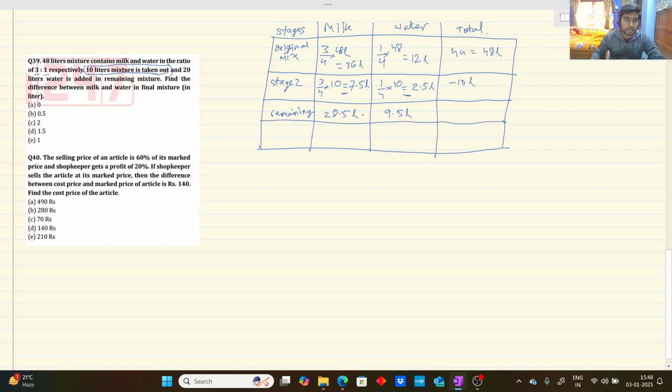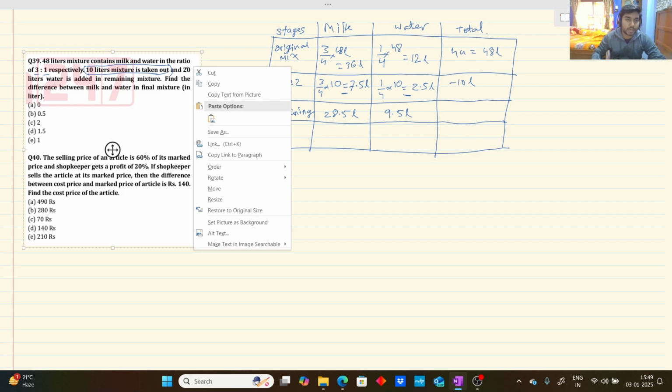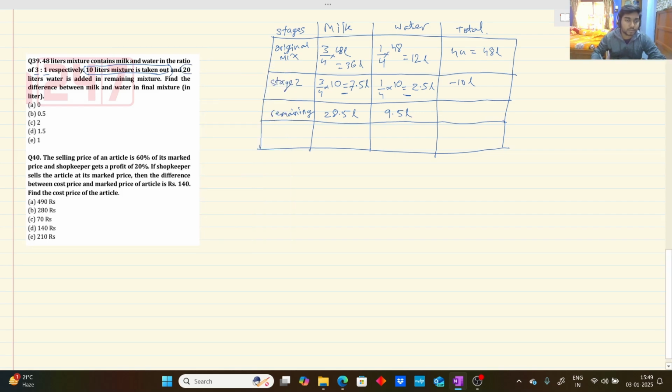Right. And in this stage, now we'll focus on the second operation that has been done on my mixture. 20 liters of water is added to the remaining mixture. So this is my remaining mixture. In this, 20 liters of pure water, only water, is added. So plus 20 liters is added. Now my mixture becomes 28.5 liters of milk and 20 plus 9.5, that is 29.5 liters of water. That is my current scenario.